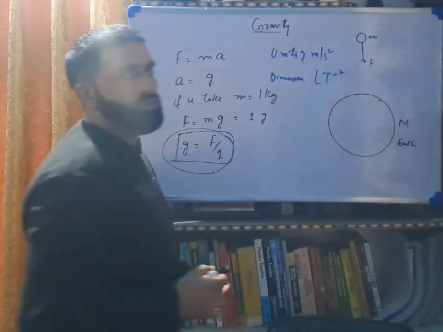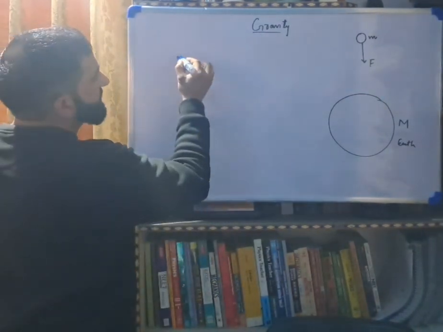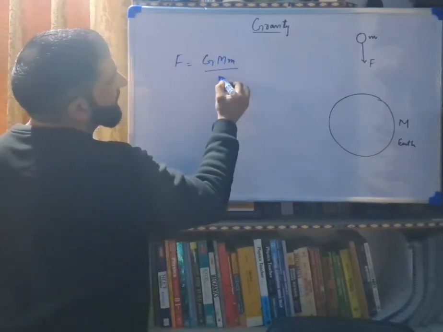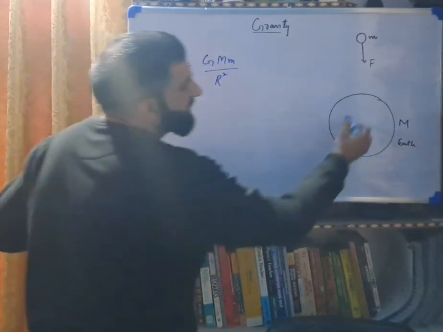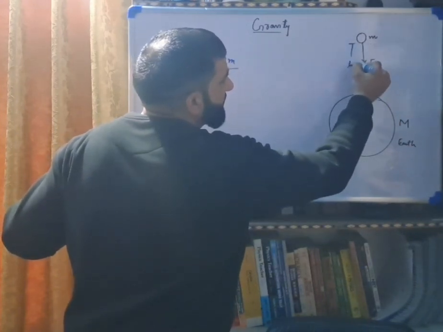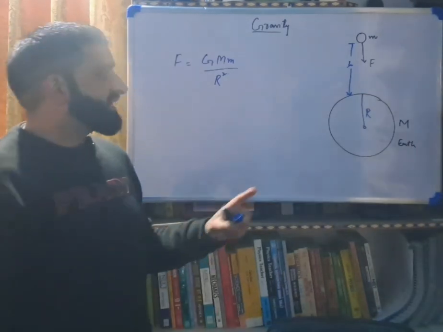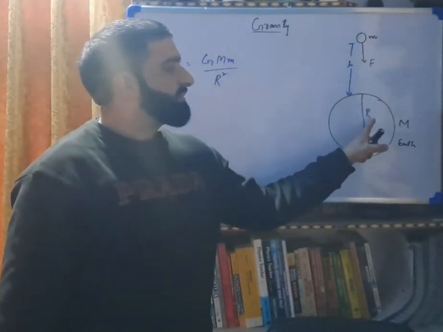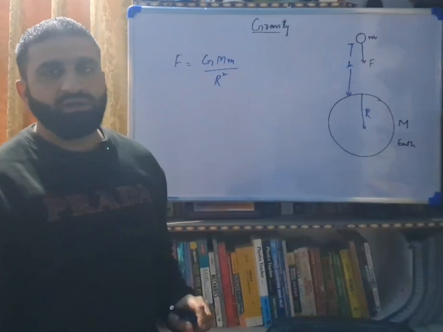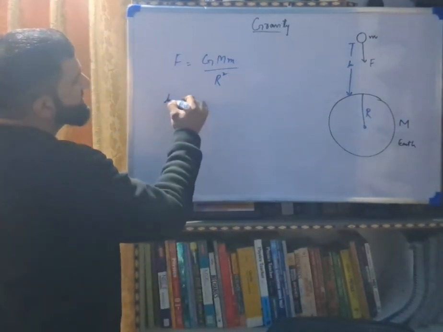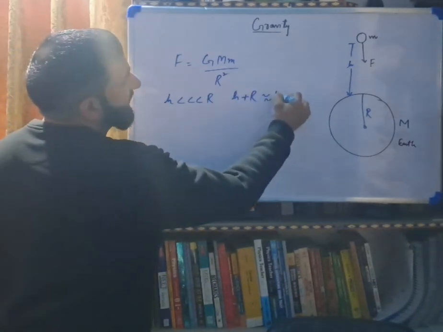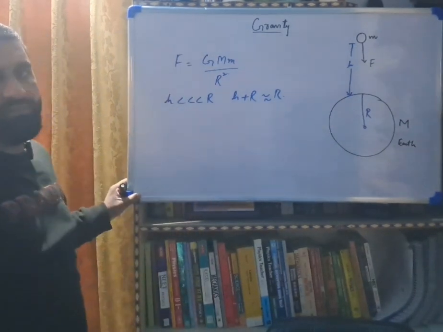LT^-2. Now from Newton's law of gravitation, the gravitational force on this mass is GMm divided by r square. Let us take the radius of earth to be r and the height to be h. But h is very small compared to r, so we can take the distance from the center to that mass as r. That means h is less than r, so h plus r can be taken as r. So F is equal to GMm by r square.